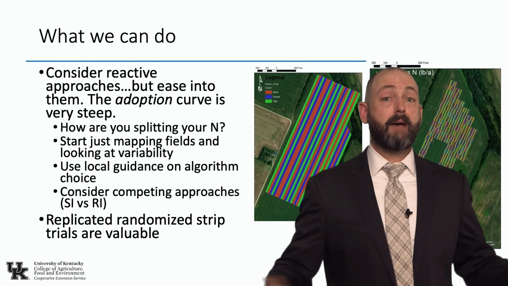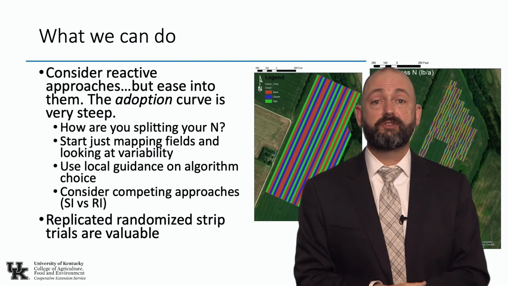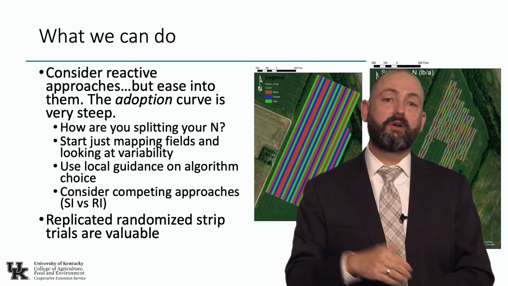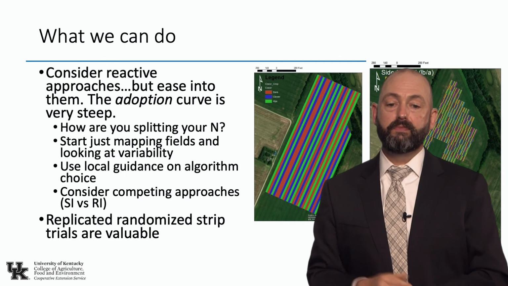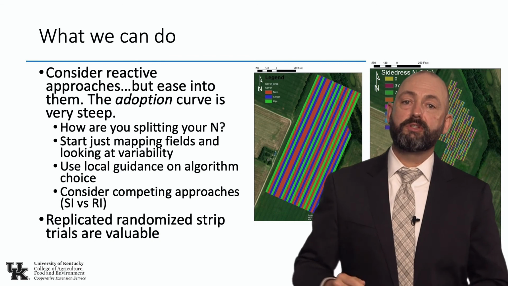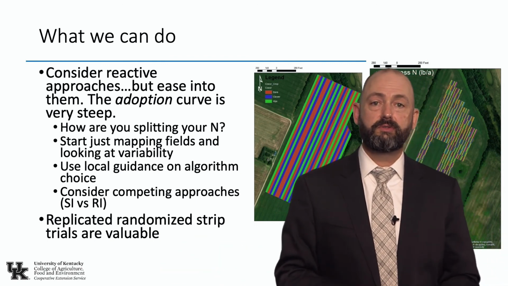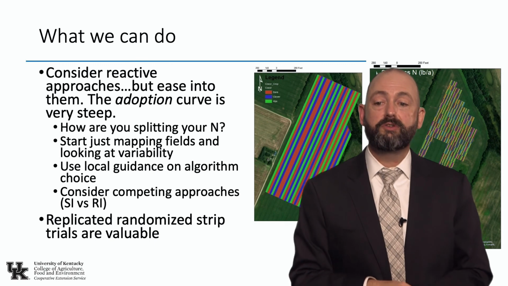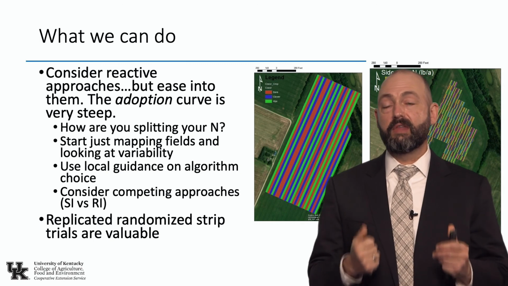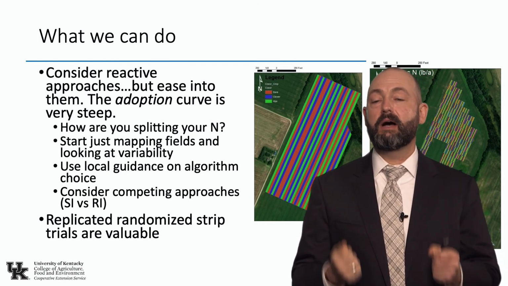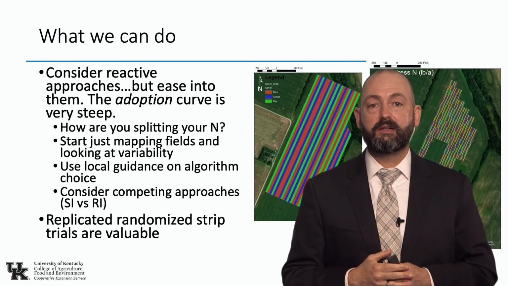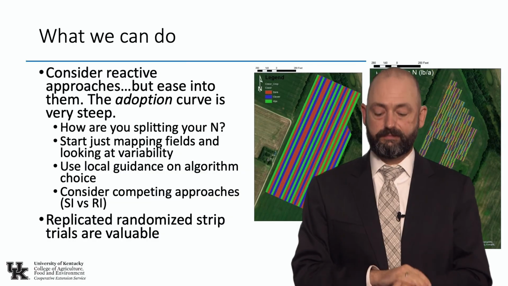You can start by just mapping the field and looking at how NDVI changes across the field. Use some of your software to look at those zones and kind of see what things are influencing the NDVI. Use local guidance. I'm really an advocate of using a local algorithm. And consider competing approaches. An approach that I didn't talk about is the sufficiency index approach. What I talked about was the response index approach, but I really do think that you need to consider all of your options. And then finally, with nitrogen management, replicated, randomized strip trials are extremely valuable, and you can set those up with your technology to kind of evaluate what you're doing as you're going along.